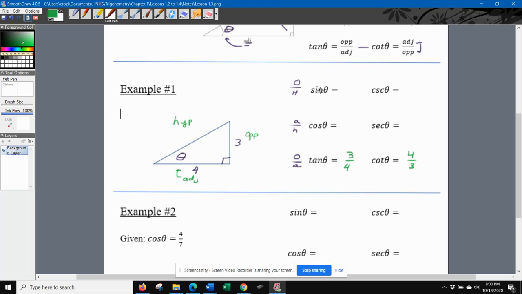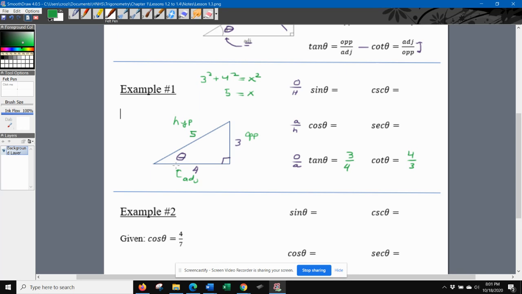All right, but every other one of these deals with a hypotenuse, and I don't know the hypotenuse. So what is this right here? Well, right now we don't know, so it's an x, but we can figure it out with the Pythagorean theorem. a squared plus b squared equals c squared. And if you do that math, I guarantee you'll figure out it's 5. So the hypotenuse is 5.